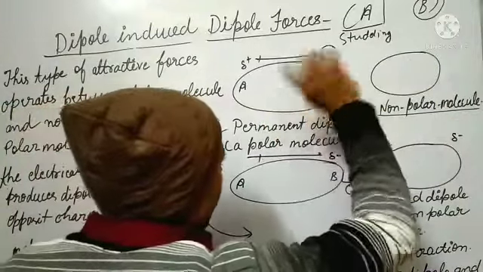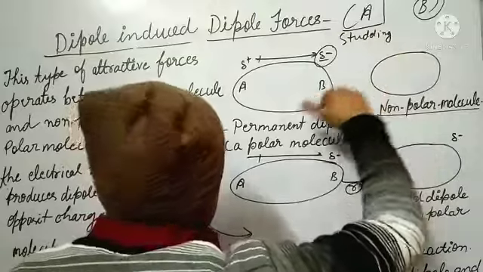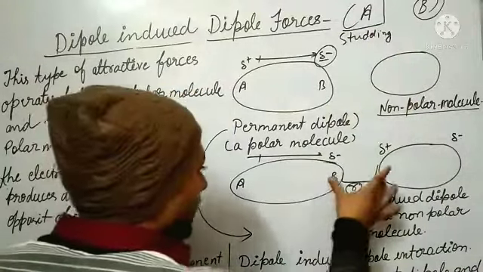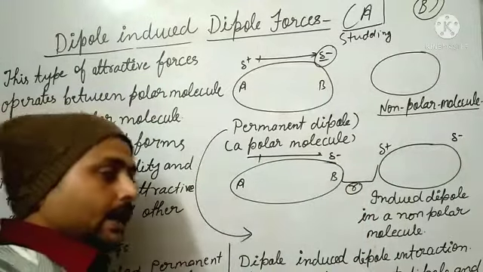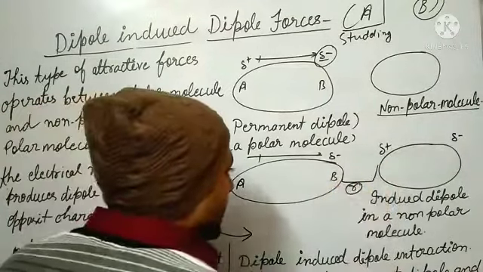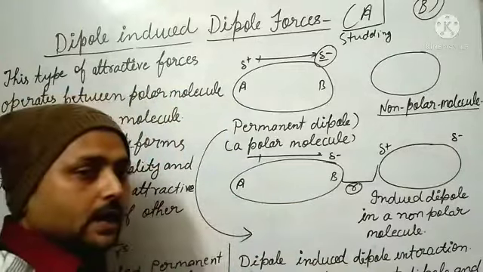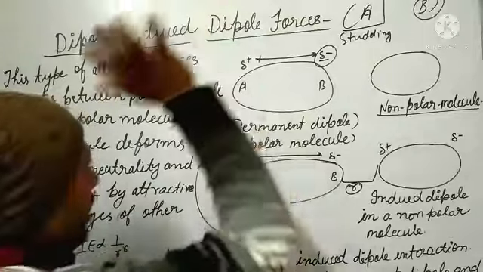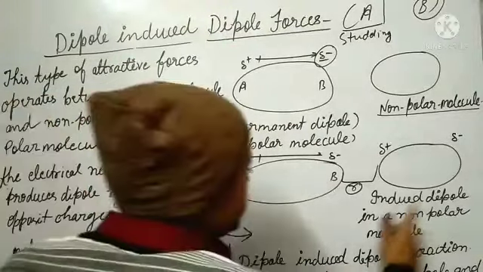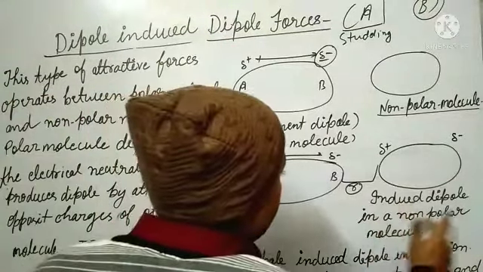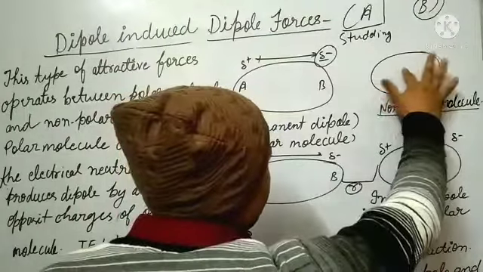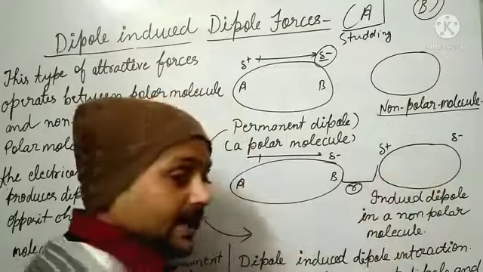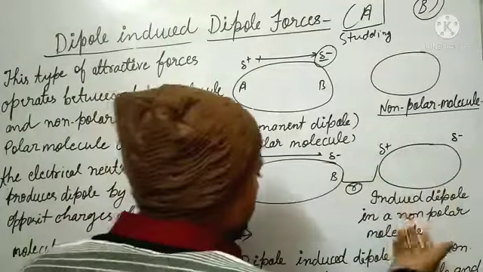This portion of the molecule has attracted the oppositely charged portion of that molecule, and it has induced a dipole. And if it has induced the dipole, and the oppositely charged portions of the molecules are developing a force, that is known as dipole induced dipole forces. So let us see the induced dipole in a non-polar molecule. Here it is non-polar, with no dipole, but a dipole is created, so we can say there is an induced dipole here.